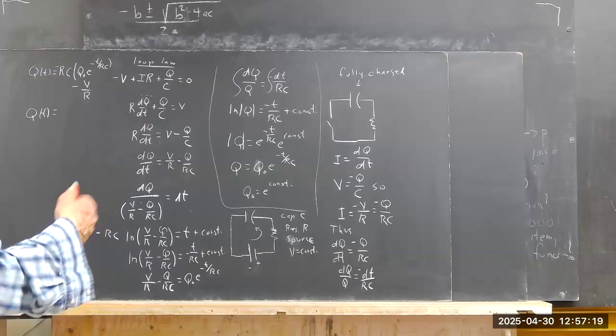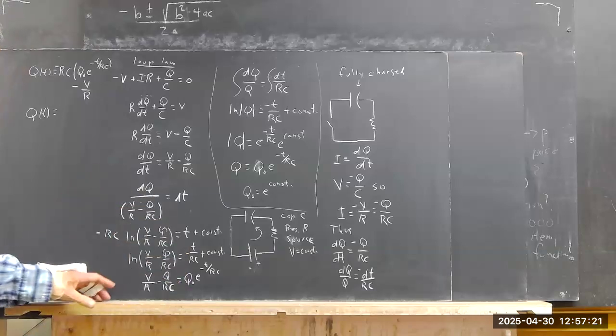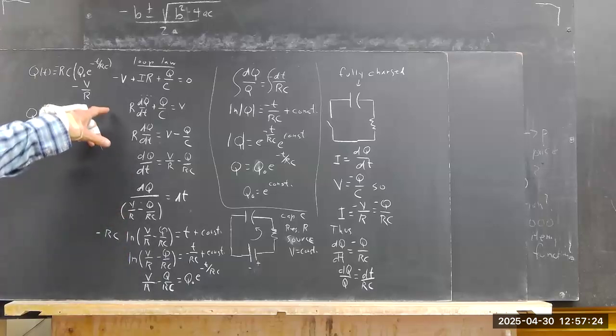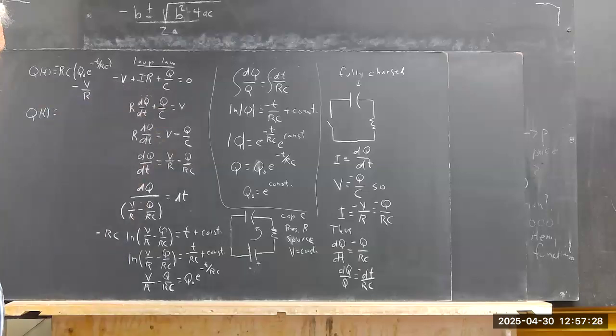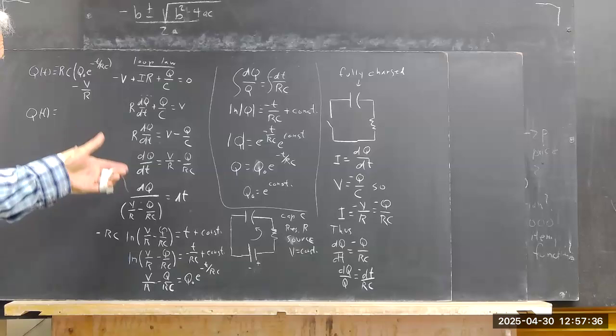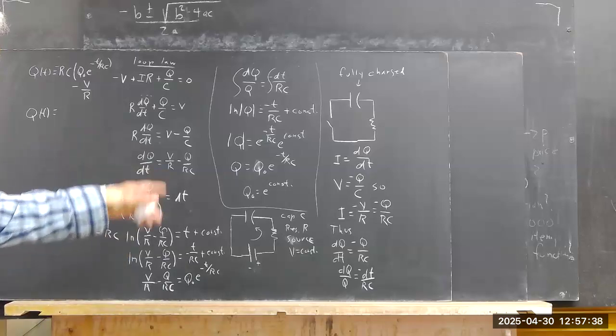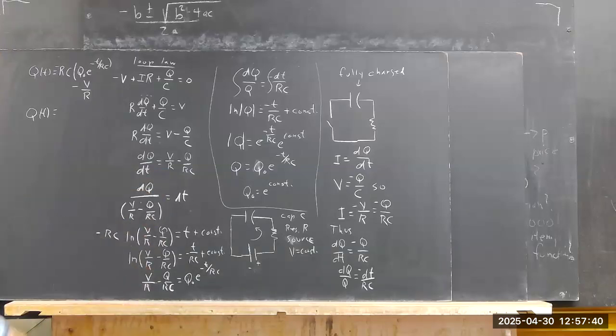Steps are straightforward, but that doesn't mean I don't split them up. Let's see. Go back to here. There's your voltage drop. There's the voltage. That big side is all good. Negative Q over RC there. There we go.